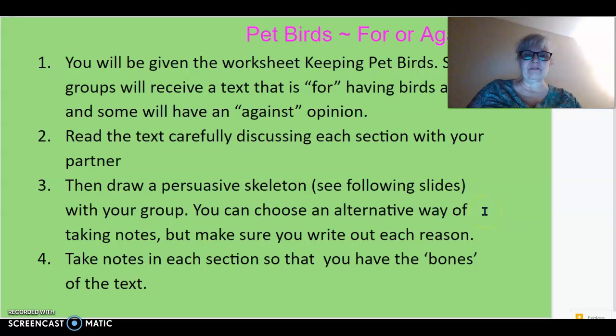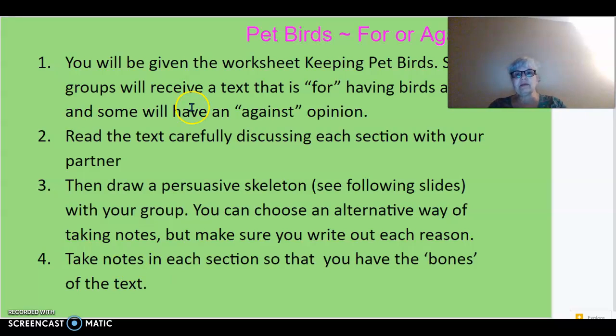You can use a different way of writing notes. You don't have to write that persuasive skeleton, but in my opinion, it's the easiest one, and you might just want to try it. I especially think that Year 3, I would like for you to all use that one. Year 4, if you'd like to get a little bit creative, but make sure that you have all the parts. Make sure you take notes for each section so that you have the bones of the text.